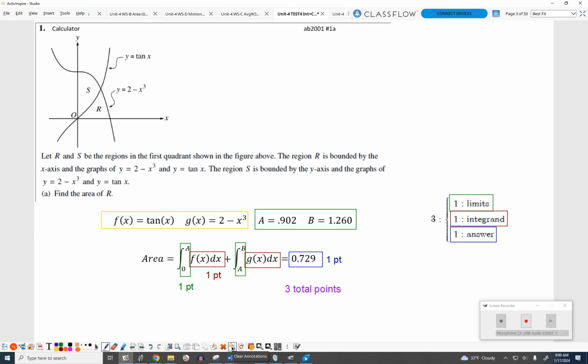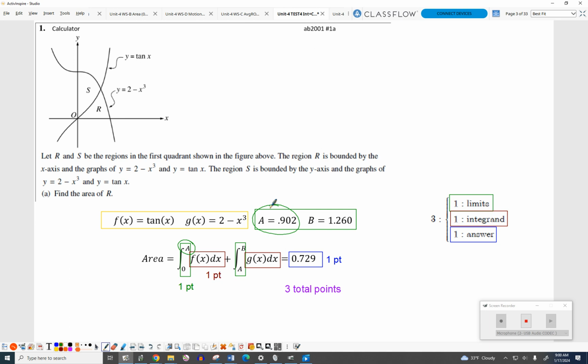The green point is for the correct limits. There are 2 integrals. They have different limits. You don't ever get a half a point. You either get the point or you don't. So, if you have the correct limit on both integrals, that's 1 point. If you wrote the letter A here, someone in first period put an A, but nowhere on their paper did they tell the grader what A is equal to. Therefore, they lost that point. No half points. It's yes or no.